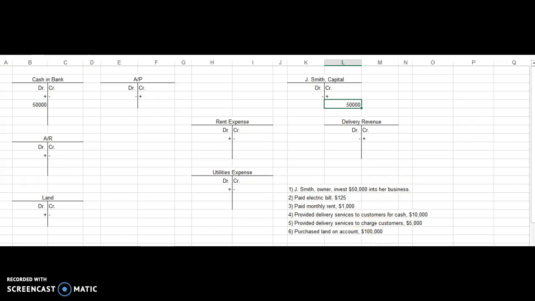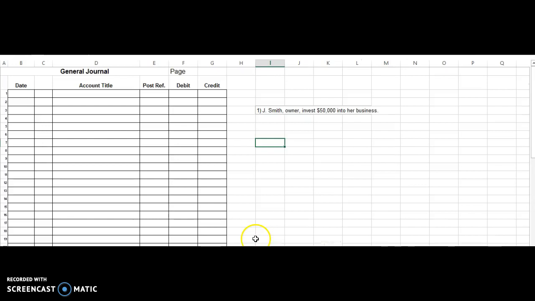And so we're going to use what's called a general journal. And I'm going to journalize that same transaction we just did. J. Smith, owner, invested $50,000 into her business. So the first thing in your general journal, there's usually a page number. We'll just start with page 1. This will be more important to us once we get to posting.